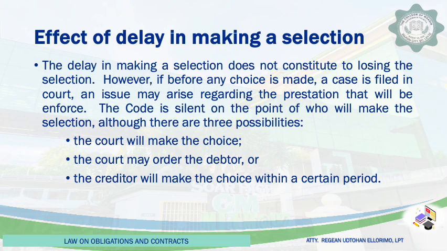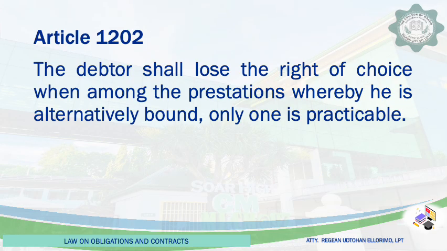Take note, again, the delay in selection does not remove the right to choose, but if the matter goes to court, judicial intervention may occur to prevent further delay and ensure fairness between the parties. Article 1202. The debtor shall lose the right of choice when among the prestations whereby he is alternatively bound, only one is practicable.